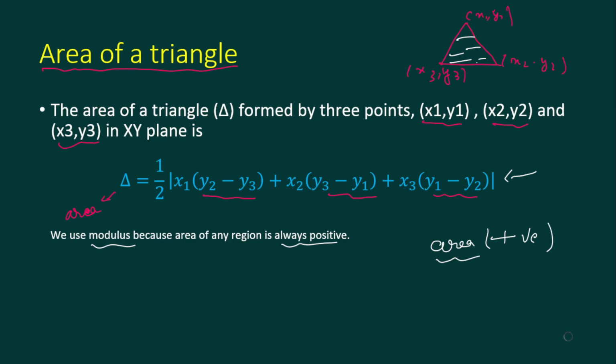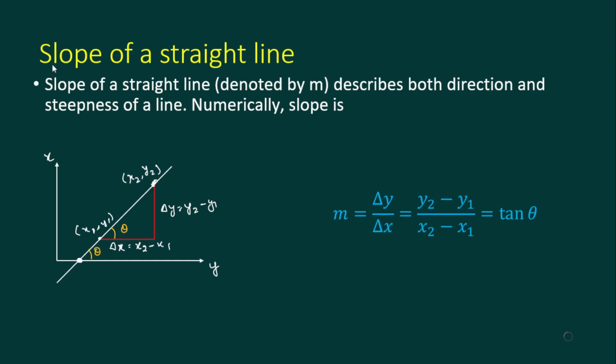Now let's move toward our next topic, the slope, and the main topic of the straight line. From here the straight line basically starts, that is the slope of a line. What do we mean by slope? Slope means nothing but the steepness of a line, how steep a line is. Steepness is basically the angle, how much it is inclined. That is what slope means.